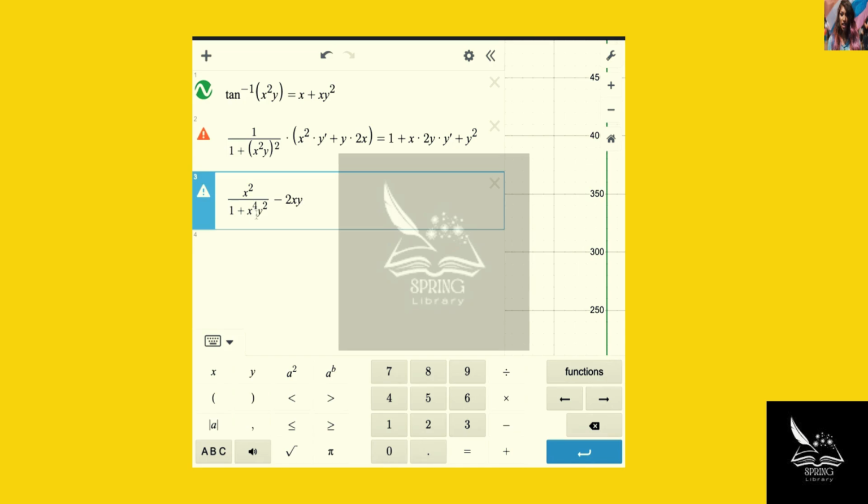And then another thing we have to keep in mind is that in having the minus 2xy, this is going to be all times dy dx, which we can write as y prime. That will be equal to 1 plus y squared minus, and then 2xy over 1 plus x to the 4th y squared.